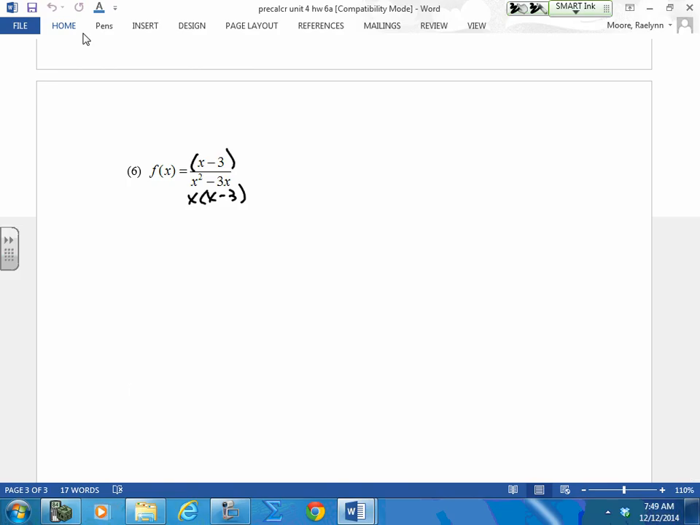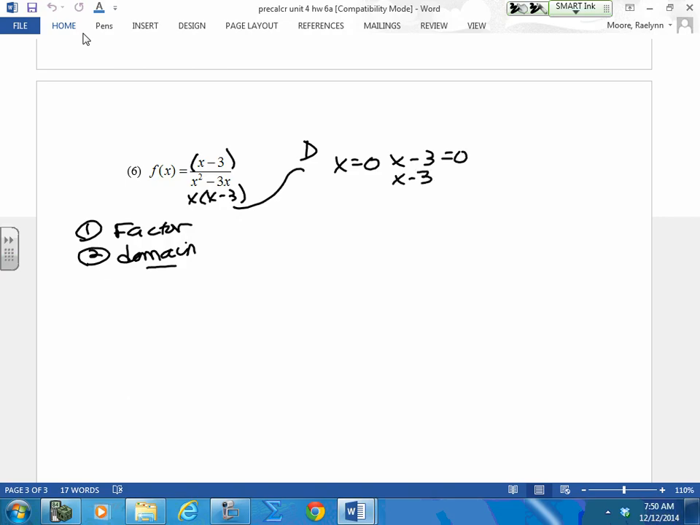Now, don't cross out your factors yet, because the first thing we're going to do is factor, but don't reduce it. The second thing we do is domain. We need to find our domain. So the domain are the zeros in the denominator. So we're not allowed to use a 0 or a 3.